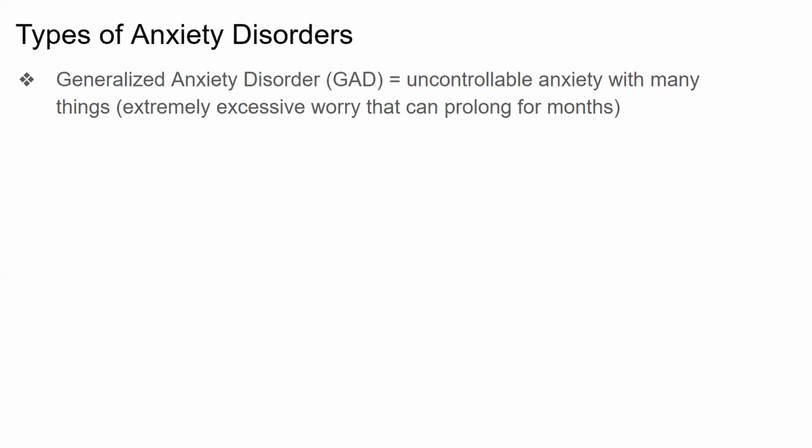So the first one we're gonna talk about is generalized anxiety disorder. This is uncontrollable anxiety. This can persist for days over the course of months. It's very excessive. You're kind of just worried about everything around you. It's not really tied to a specific thing. It's just excessive worrying, just excessive anxiety. And so it prolongs for a very, very long time.